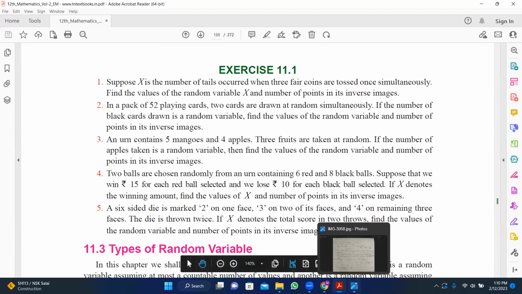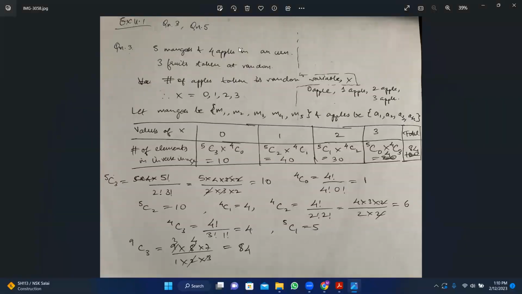So the solution to question 3. There are 5 mangoes, 4 apples in the urn. Now, if you take 3 fruits at random, what are the possibilities of the number of apples that can be taken? So we define here number of apples taken as a random variable x, and so x can either be 0, 1, 2, or 3. That is, we can take 0 apples, maybe we take out 1 apple, maybe we take out 2, and maximum 3 apples.